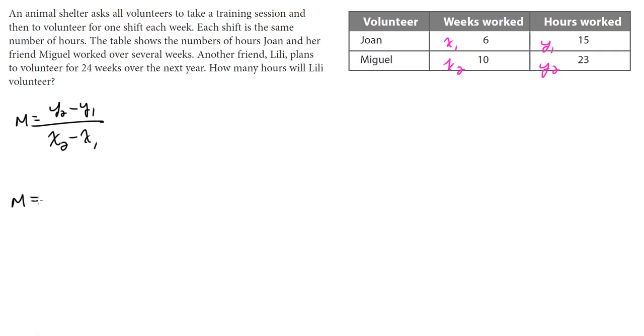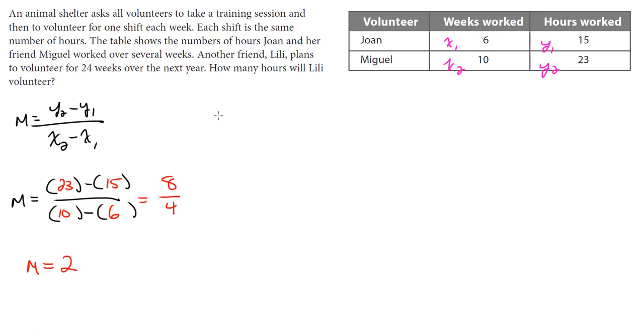Now we're going to set up our slope formula with parentheses, and plug in our values. So my y2 value is 23, and my y1 value is 15. My x2 value is 10, and my x1 value is 6. 23 minus 15 is 8, and 10 minus 6 is 4. So the slope is 2.